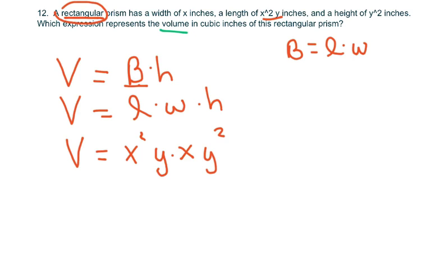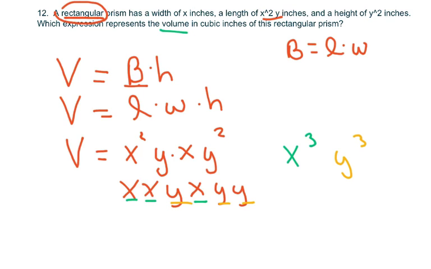And if you're having problems with exponents, all you need to do is write this out. This is 2 x's, 1 y, 1 x, and this is 2 y's. And then count them up. We have 3 x's, so that's x cubed. And we have 3 y's, so that's y cubed. So your answer is x cubed y cubed. And that answer would be J. So the answer is J. Alright.